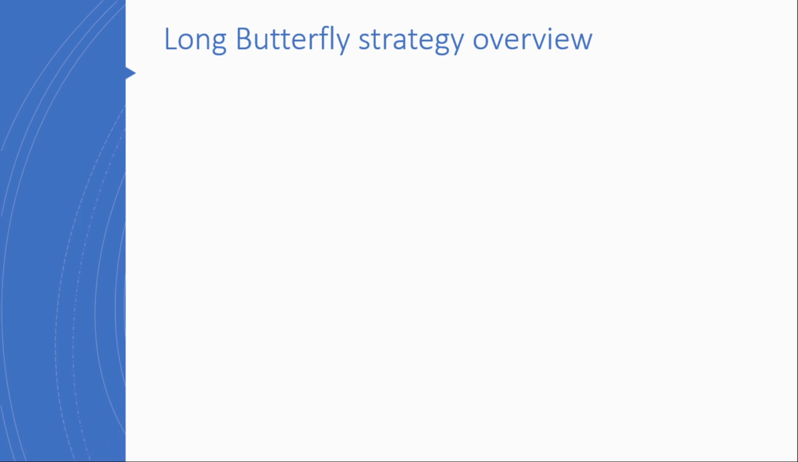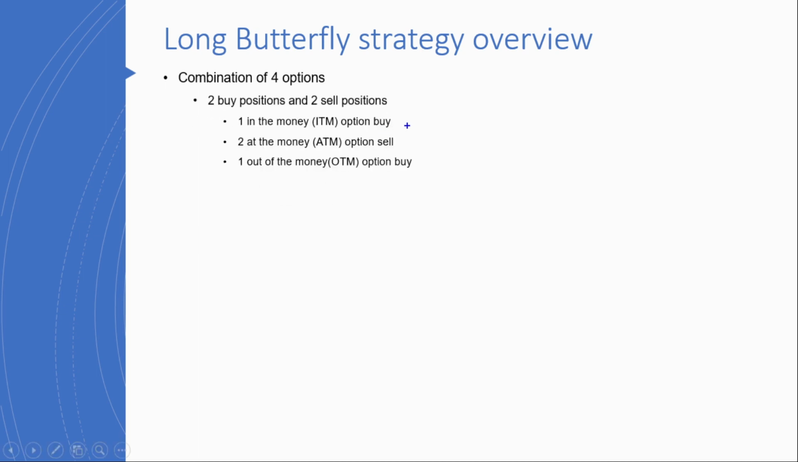Now let's see a brief overview on how a long butterfly strategy works and some of the key parameters related to this. Long butterfly strategy is a combination of four options. In this you are going to have two buy positions and two sell positions. You are going to buy one in the money option, sell two at the money options, and buy one out of the money option. This is the normal way to construct.